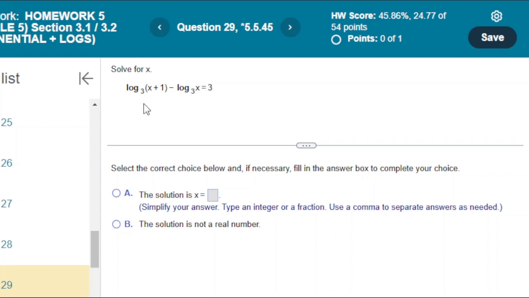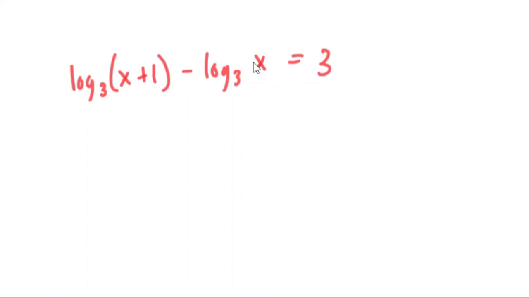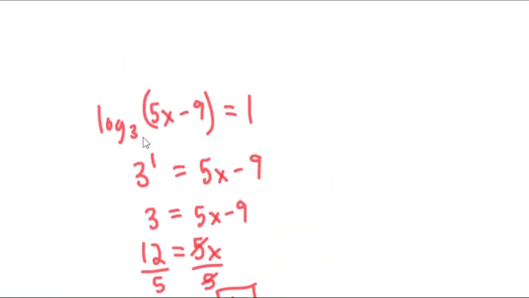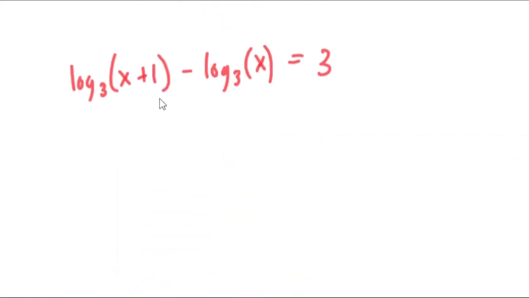All right, what about this one? Log base 3 of x plus 1 minus log base 3 of x is equal to 3. Now, this one is a little different than the previous one because we have two different logarithms here. So we don't just have log base something of something equals something. In the previous problem, that's exactly what we had. When it's in that form, you can just do this to this power equals this. But for this problem, it's not in that form. So how do we do that?